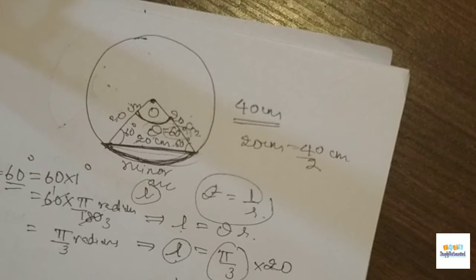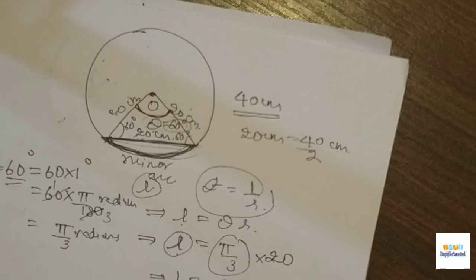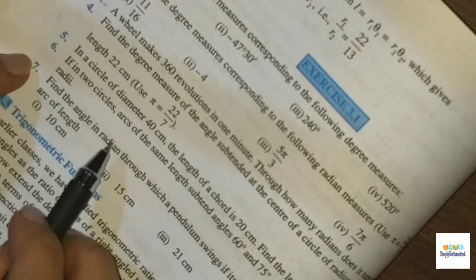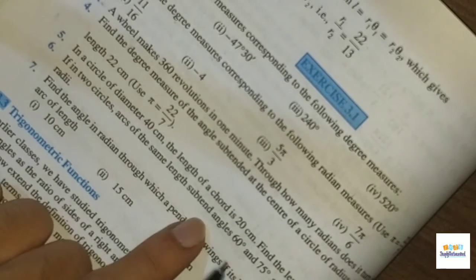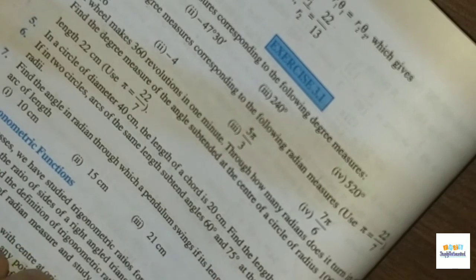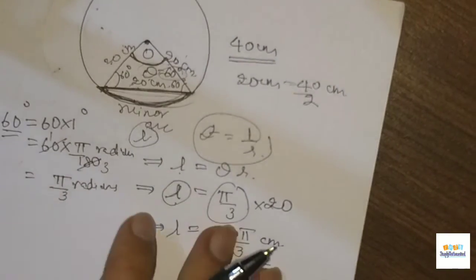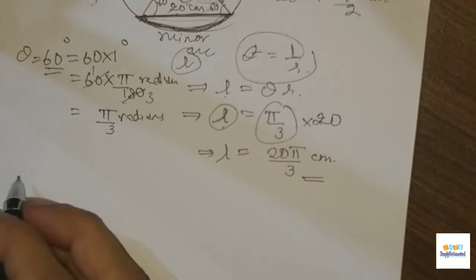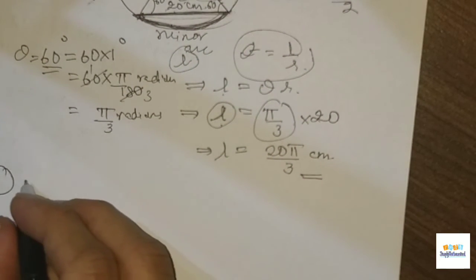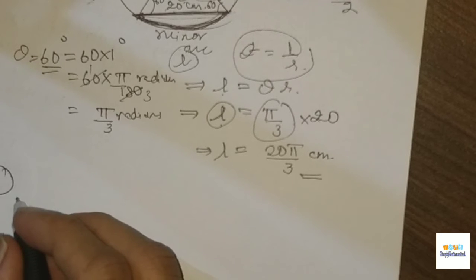Now let us go to problem number 6. Problem 6 is: if in two circles arcs of the same length subtend angles 60 degrees and 75 degrees at the center, find the ratio of the radii. So this is a simple problem. Let us see. What you have to find is the ratio of the radii.